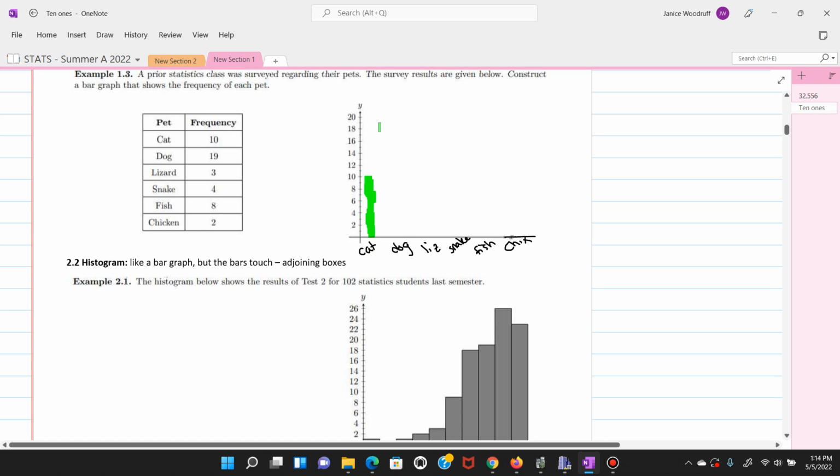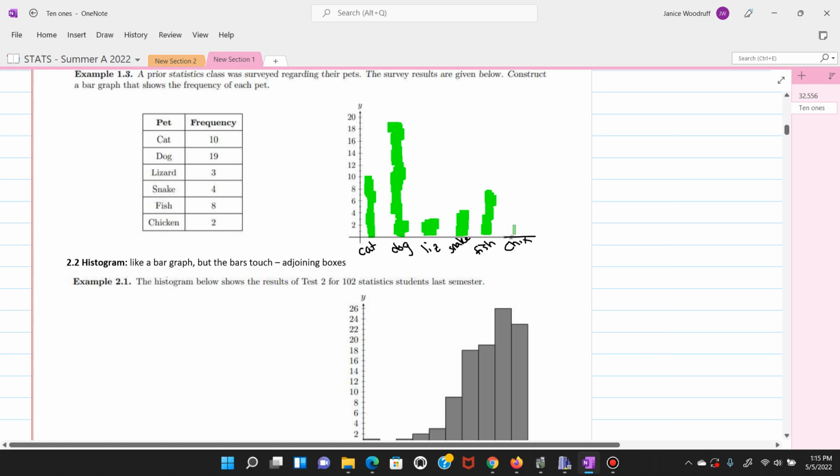Dog, you've got 19. So I'm going to go up here, 19. And you're just drawing a bar. It should be a straight line, but I cannot draw a straight line on this program, so we're going to make it look like that. Lizard's got 3. Snake, 4, about right there. Fish is 8, right there. Chicken is 2.